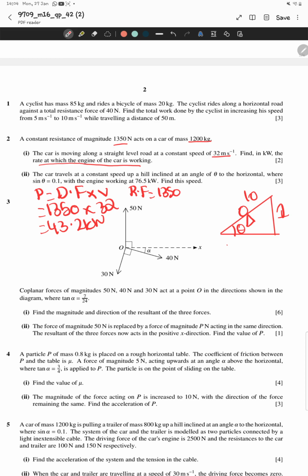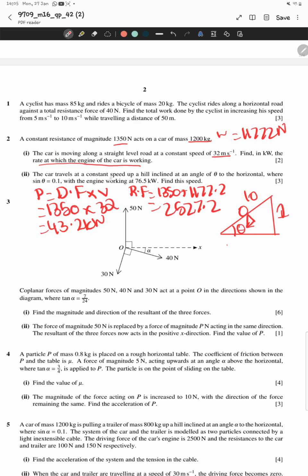The weight, 1200 kg times 9.81, so the weight would be 11,772 newtons. And then to find this component, you just multiply by sine theta, which is 0.1. So you get the component as 1177.2. So the total backwards resistive force is 2527.2.